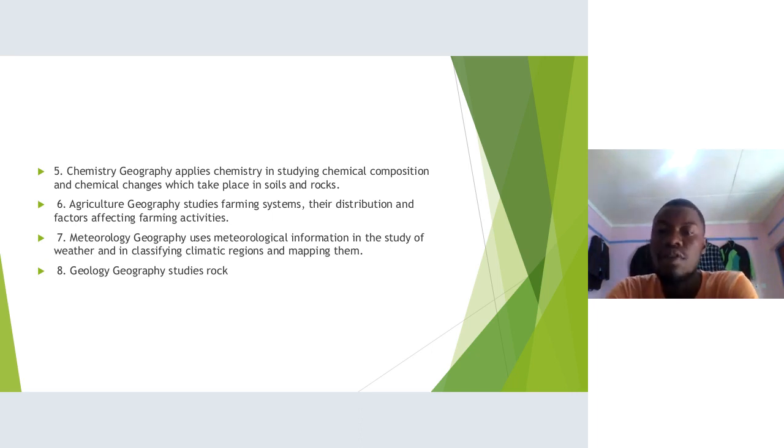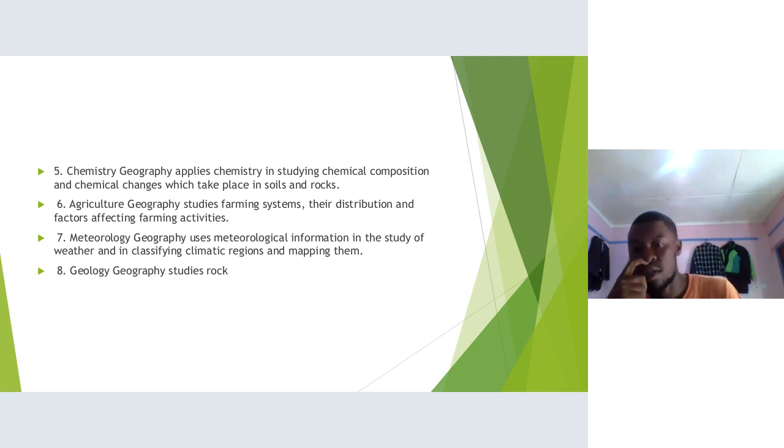Meteorology. Geography uses meteorological information in the study of weather and its classification, climatic regions, and mapping them. Climate is a factor that changes. And meteorology, on the other hand, geography uses meteorological concepts to study climate, weather, and the mapping of areas and how they occur in such places.